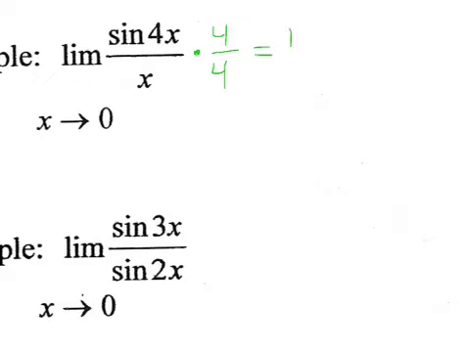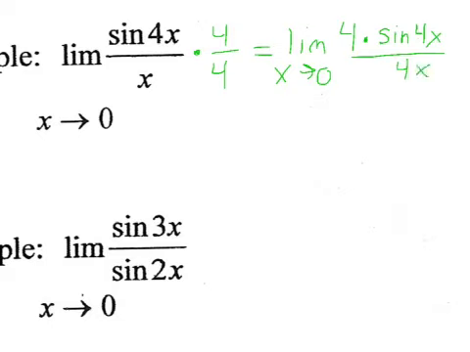So we end up with the limit as x approaches 0 of 4 times sine 4x over 4x. So now we know that this portion is going to equal 1, but we still have to break up the limits using the property of limits. So we're going to put the 4 up front.